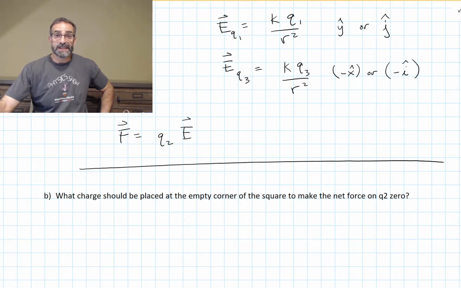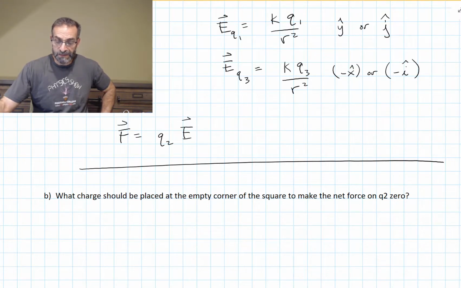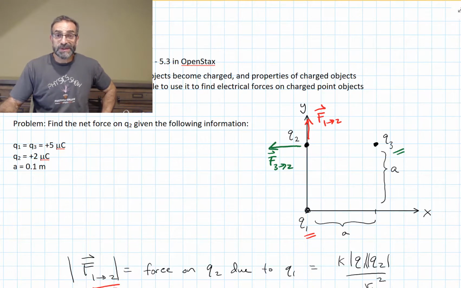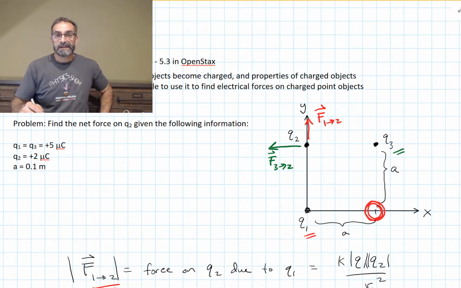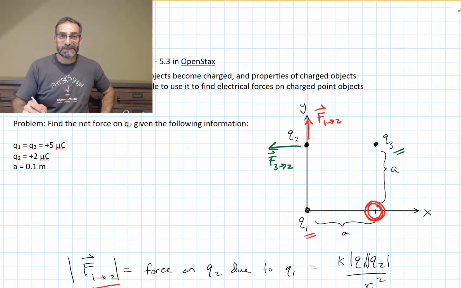Let's add a part B to this problem. What charge should be placed at the empty corner of the square such that the net force on Q2 is 0? So what I'm asking is, what charge should be placed right here at the empty corner of the square such that the net force on Q2 is 0. So pause the video and see if you can figure that out, and then come back and check.